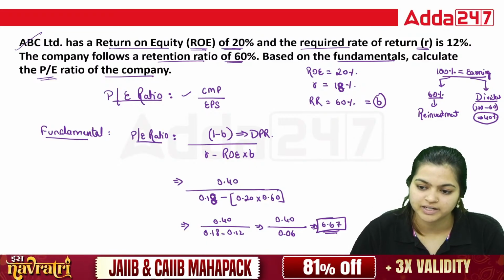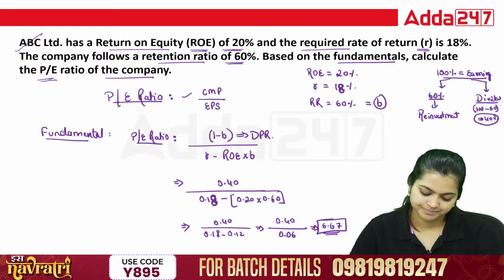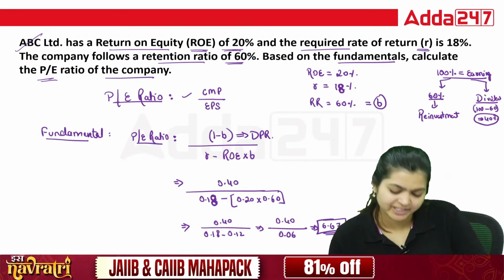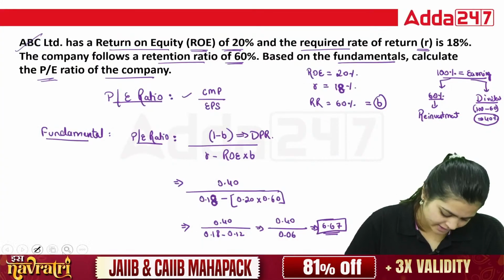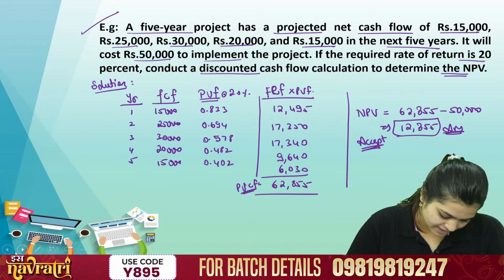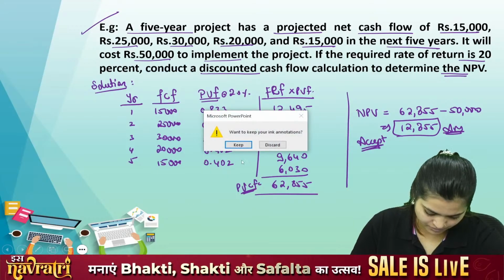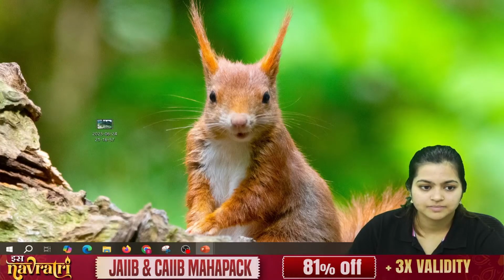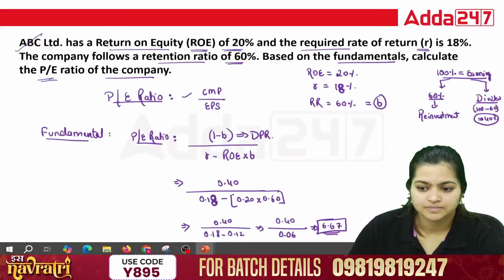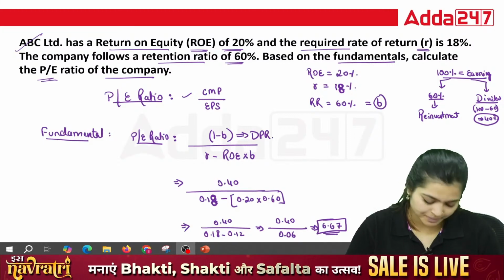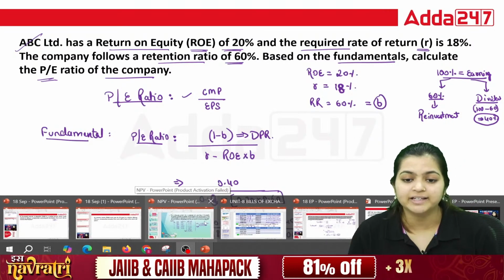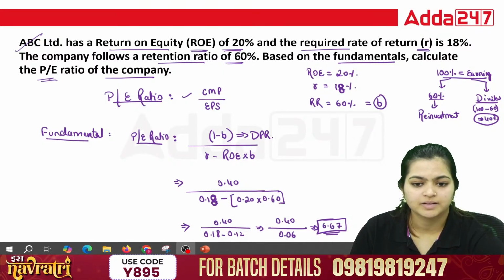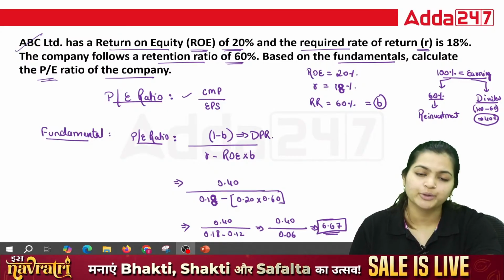Let me recheck this question again. Yes. So just do a quick check, okay, before submitting the final answer. So this is your correct answer. This PE is your correct answer. So as per this, they are saying that this is your final PE ratio. Okay, everyone. So this is how you need to calculate your PE ratio.